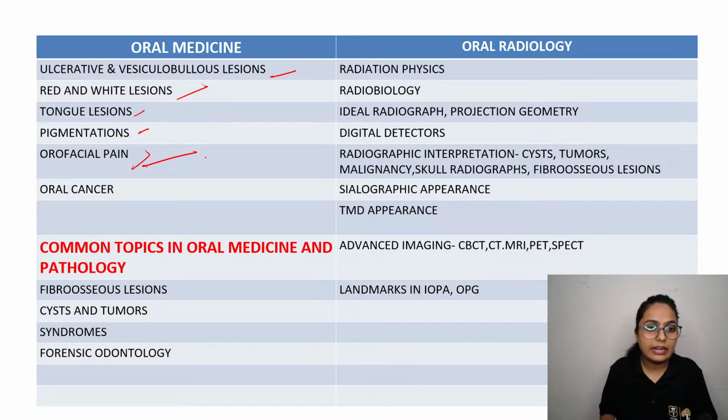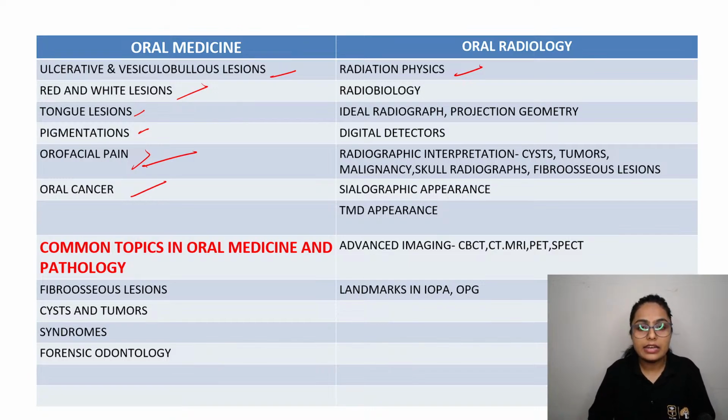all right. And you should be thorough with the clinical features of each neuralgic pain as well as the drug of choice used in each neuralgia, all right. Questions based on oral cancer can be asked, all right. Come on to the oral radiology. We have radiation physics. So, questions will be based on the X-ray tube. All right, production of X-rays, interaction of X-rays with matter.